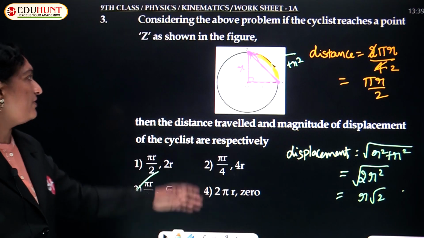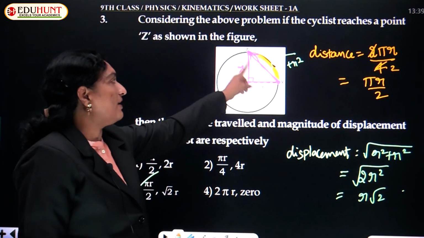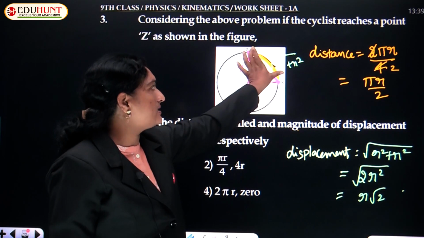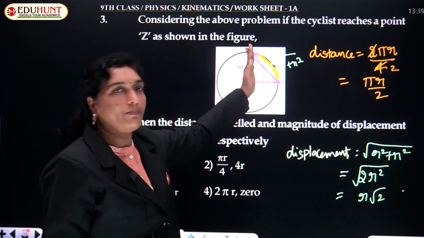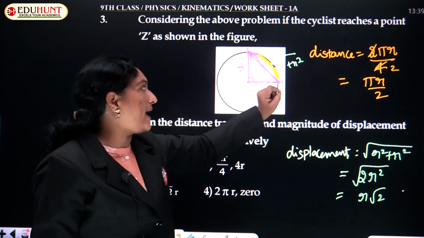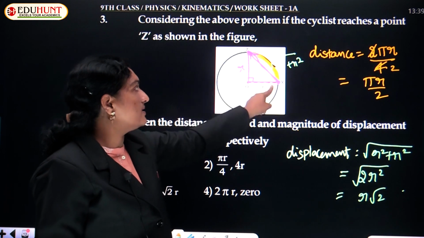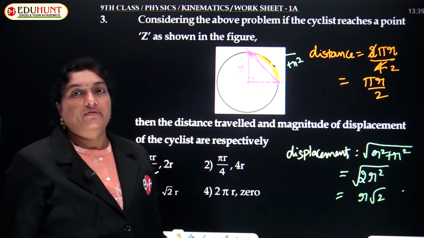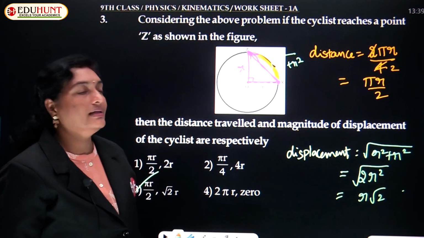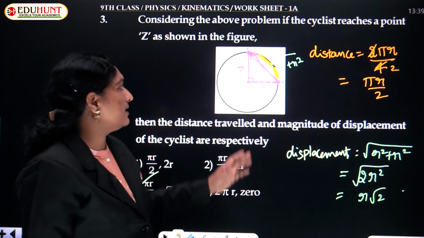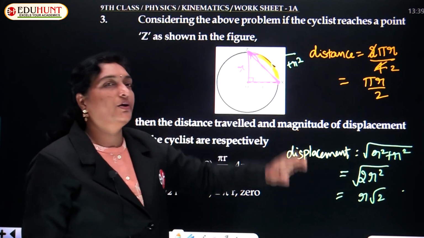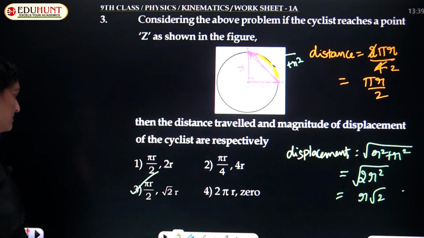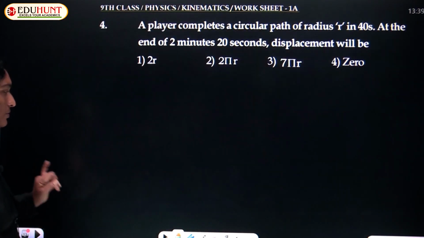Okay. So if he only covers 1/4 of the circle, then the total distance covered by him is 2 pi r upon 4, so it is pi r by 2, and displacement is equal to the line joining the initial and final position. So applying the Pythagoras theorem for the right angle triangle, hypotenuse square equals the sum of the squares of the other two sides. So you'll get the answer as pi r by 2 comma root 2 r.